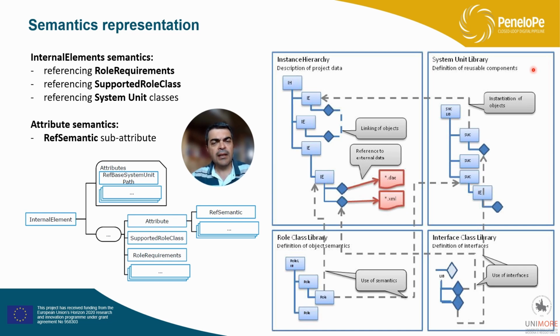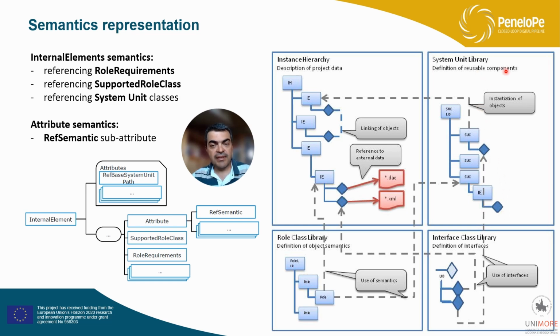And this semantics is organized in some libraries, which are the libraries containing the role classes we have defined, the system units that we have defined, and also the interfaces we have defined, since we may have also custom defined interfaces. And as you can see here, the roles or the system units or the interfaces may be organized as trees as well. So we can have also a sort of hierarchy and a sort of organization inside the libraries themselves.